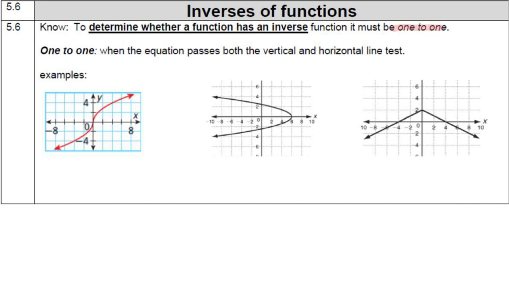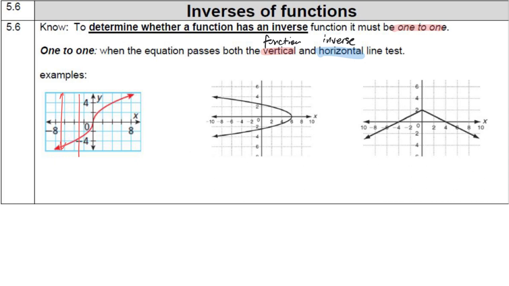A function has an inverse if it must be 1-to-1, which means it passes both the vertical and the horizontal line test. If it passes the vertical line test, it's a function. If it passes the horizontal line test, it has an inverse. Okay, so let's look at our first example.